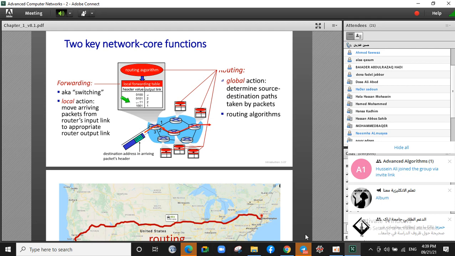Okay, then when a packet arrives at the router, we should check this table. For example, let's suppose that the destination address is 0111. I'm looking at this table, the third row. For destination address 0111, the output link is 2. It means that this packet should be forwarded through the outgoing link 2.